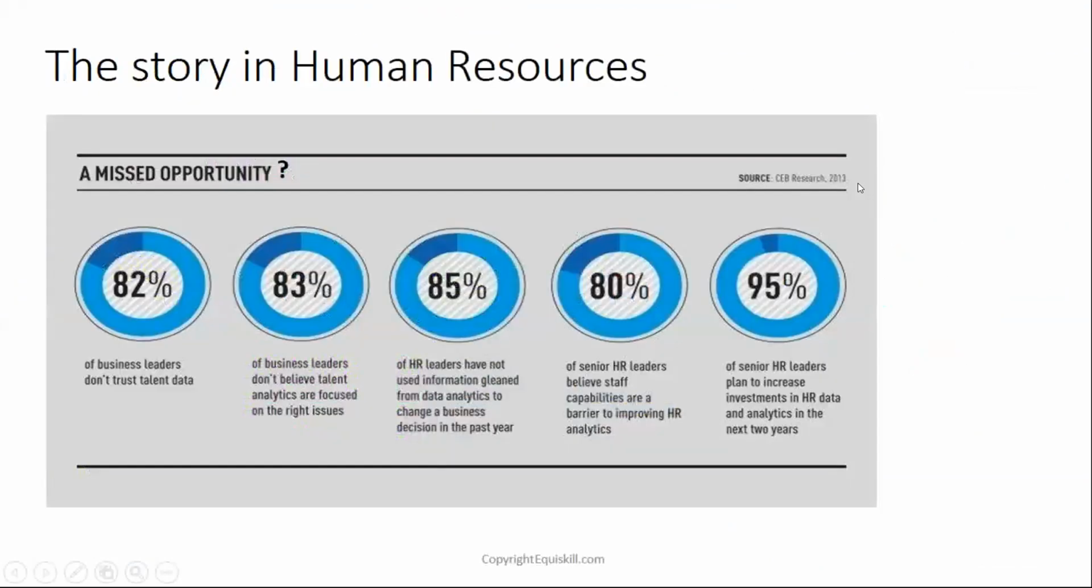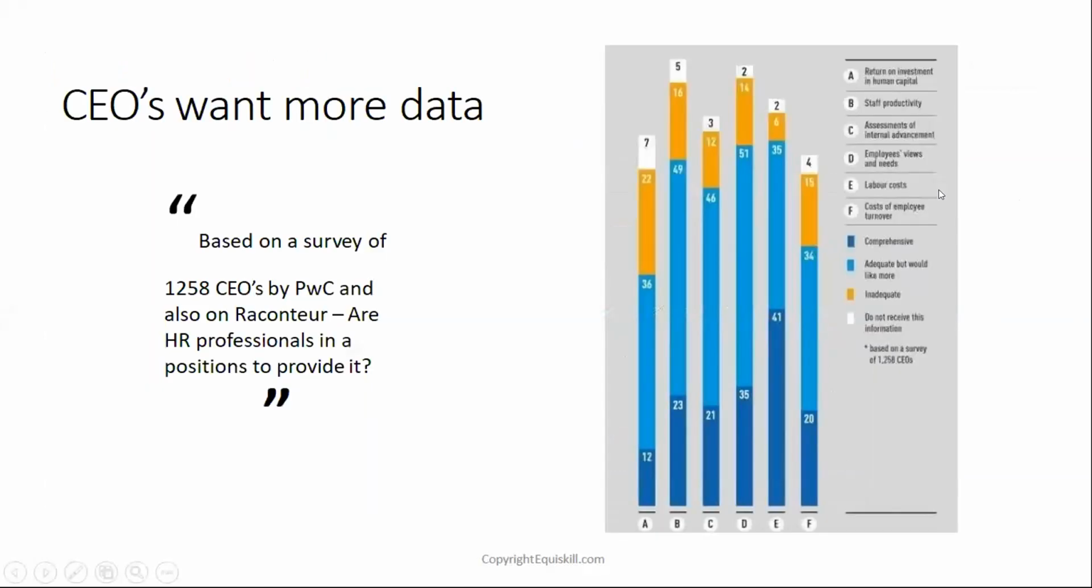But today, even human resources, right, woke up in 2013 and decided that they weren't using their employee data enough to their benefit. Business leaders just didn't trust the employee data, and that's what you see on the left hand side. 82% of business leaders said that the data was not accurate, and 1,258 CEOs were surveyed, right? And out of them, all the orange colors that you see here are the CEOs that were dissatisfied with the kind of HR analytics they were getting.